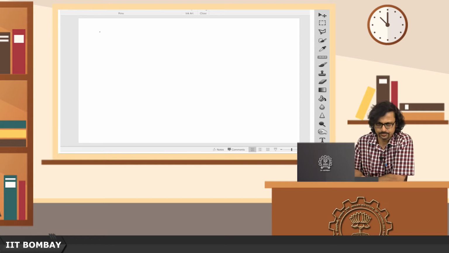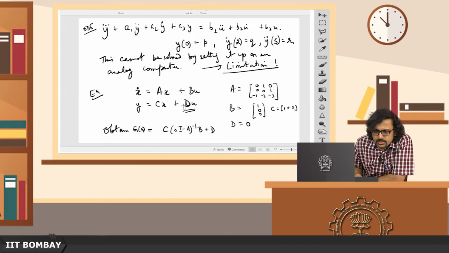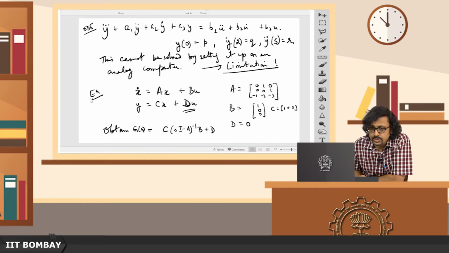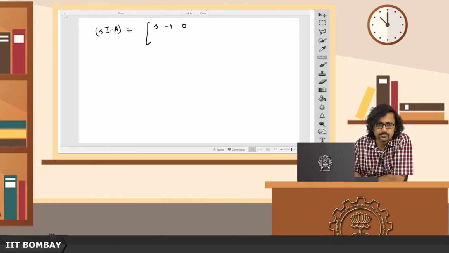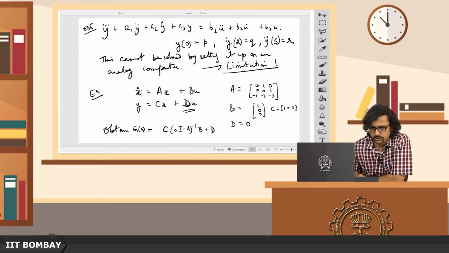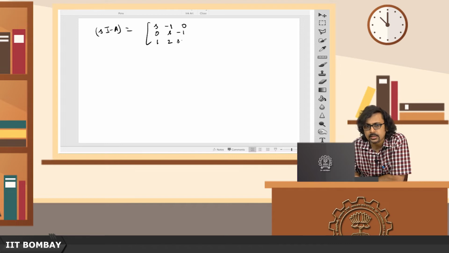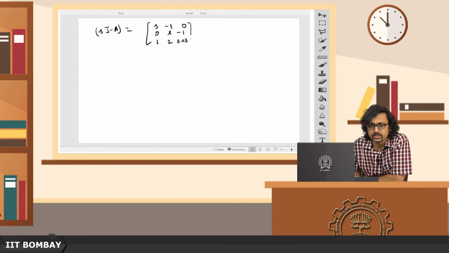The first thing we do is, what is sI minus A? Let me copy that from the previous slide so I can write it. So of course s minus 1, 0, and you can check if you are doing this calculation along with me, you can keep checking as I am carrying on with these steps. Then you have 0, s, minus 1, and finally 1, 2, s plus 3, because remember there is a minus sign sitting in front of A, so the signs have changed, right.